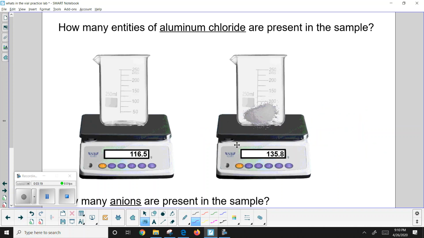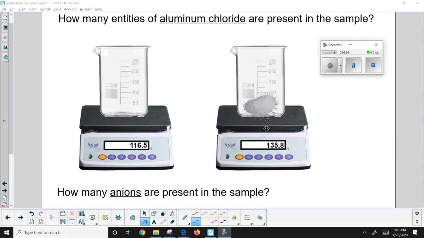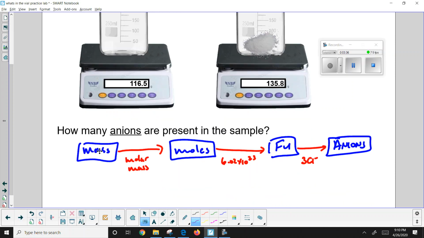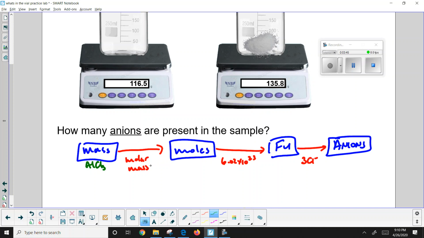All right, let's look at an example here. So let's say I've got a container, and the container has some aluminum chloride in it. The empty beaker is 116.5, the full one is 135.8. So I want to know how many anions are present in the sample. How do we do that? Well, I have to figure out the mass of the aluminum chloride. And once I know the mass of the aluminum chloride, I can figure out the number of moles from the molar mass, figure out how many formula units there are, and finally how many anions there are in the sample.